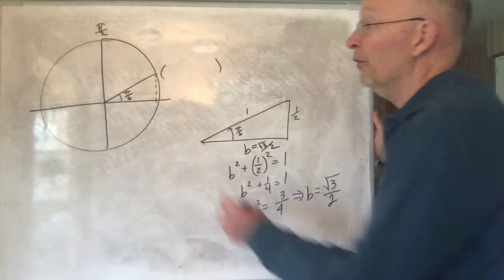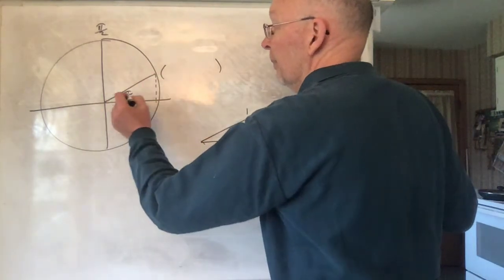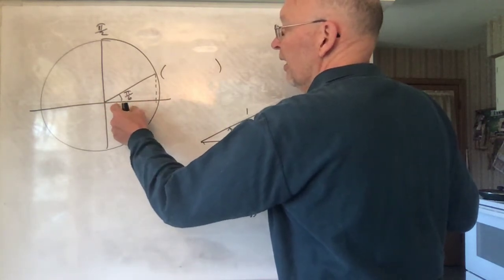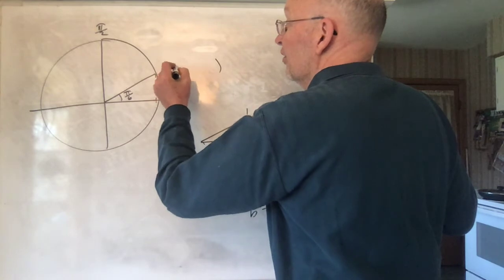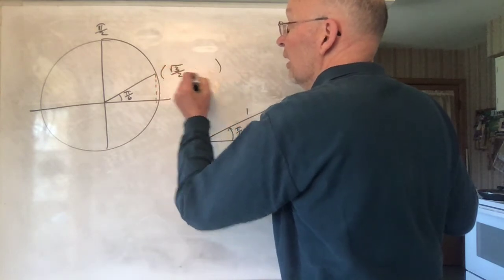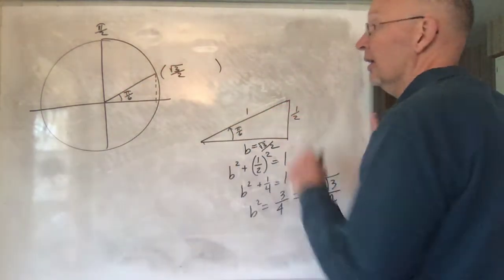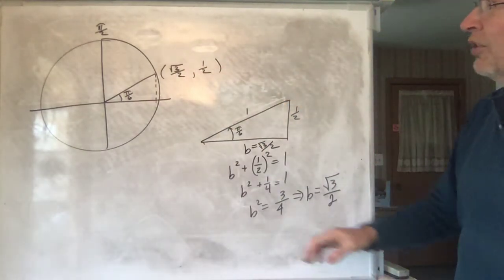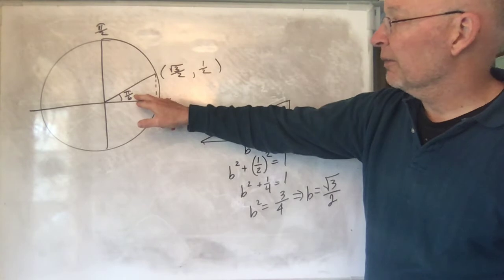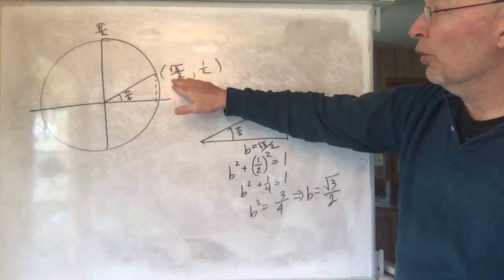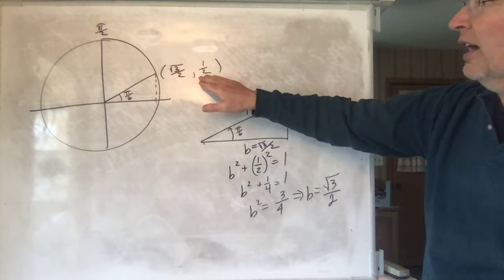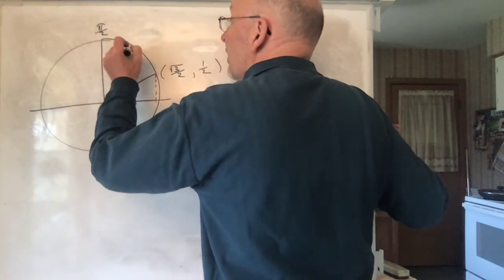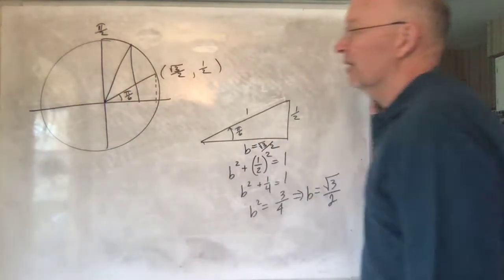So now I know for an angle of pi over 6, I know that this long leg, that's the cosine, is square root of 3 over 2. And I know that the short leg is 1/2. Okay? So for an angle of pi over 6, I know that the cosine is this and the sine is this.